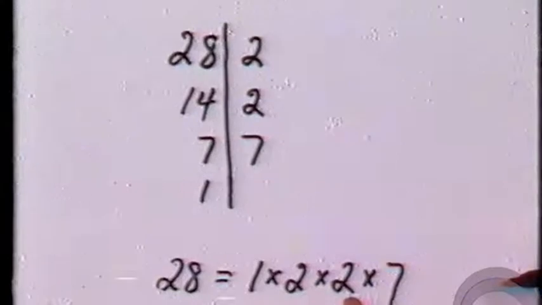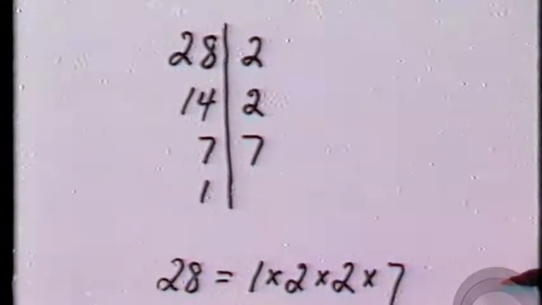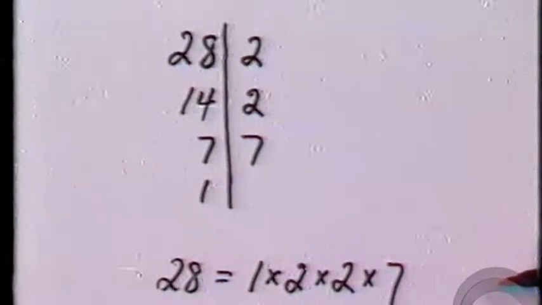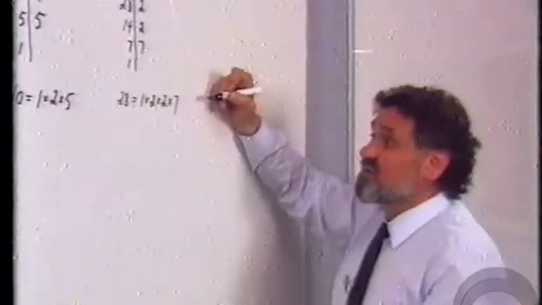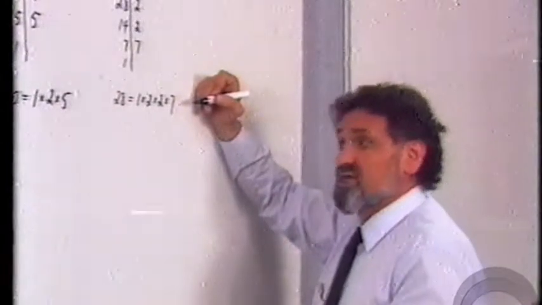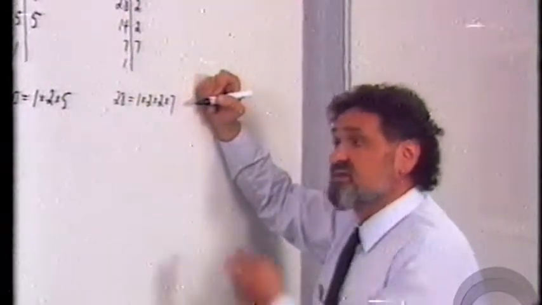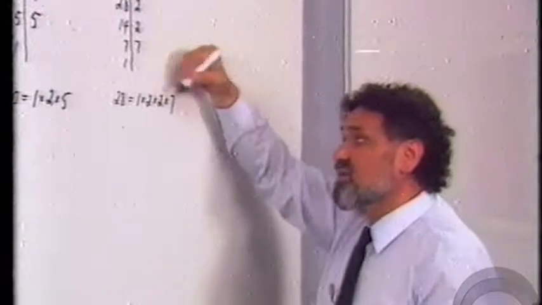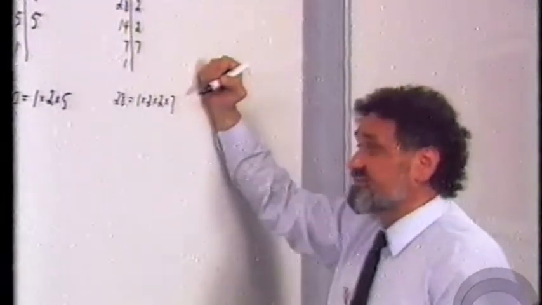All of these numbers here are prime numbers, and they're all factors of 28. This is what we mean by the statement in the theorem, which says every natural number can be expressed in this fashion into a product of prime factors.